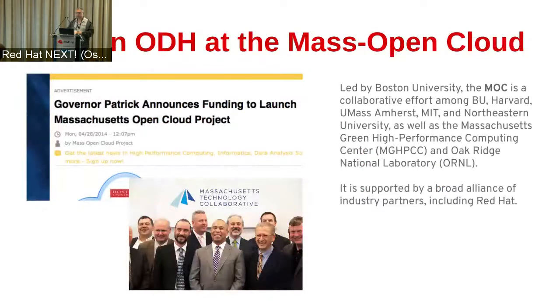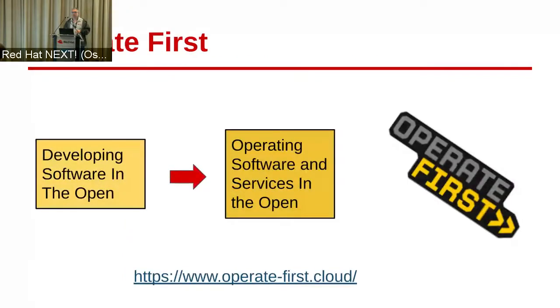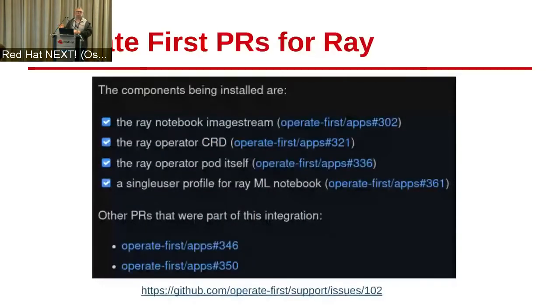I would like to briefly thank the Massachusetts Open Cloud, because we did a lot of the initial deployments in that space, and the Operate First community, which does developing software in the open and extending that with GitOps to operating software and services fully in the open. You can actually go to GitHub to this day and look at all the original PRs that I produced and all the ones that Michael's produced since, to deploy all this stuff. So you can learn how to do this using Operate First's open source repos.